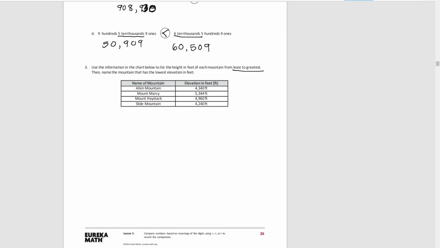Okay, we're going from least to greatest. So we have a 5,000, and we have 4,000s. So we know that the greatest value has to be 5,344 feet. So we're done with that one. So we see all the other ones have 4,000. So now we're going to go to the hundreds place, and we have a 3 and a 9 and a 2. So the 2 is the least, so we're going to list that one first.